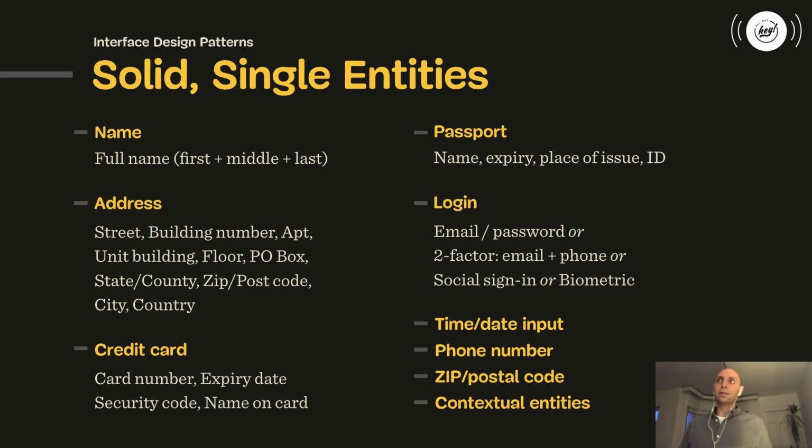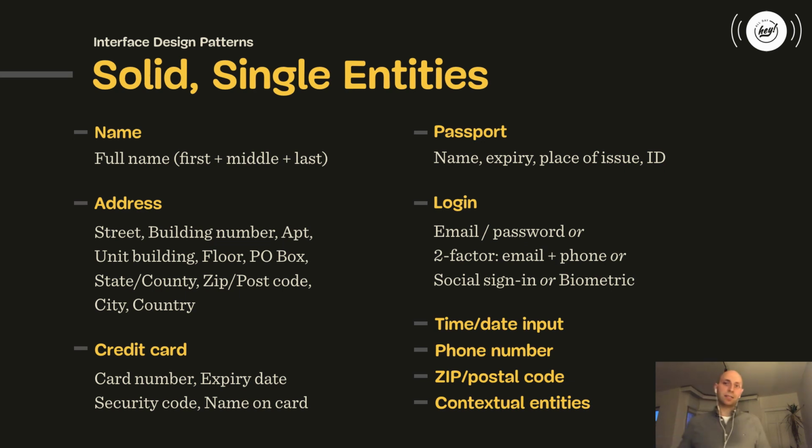Same goes for address. It's not like you're going to say my street is this, my building number is that, my apartment is this, my unit building is this, my floor is that, my state county is this, and my zip postcode is that, and city is this, and country is that. Just not how it works. Instead, we're just giving this full, complete structure or detail of our address. The same goes for credit card and passport and login and things like time, data input, phone number, zip postal code, and so on, right?